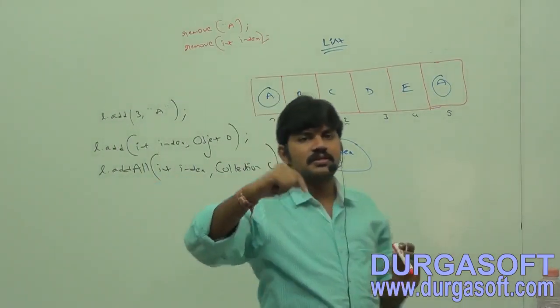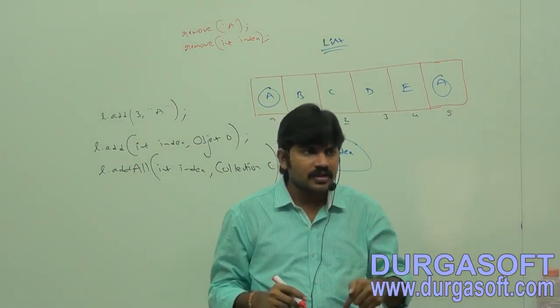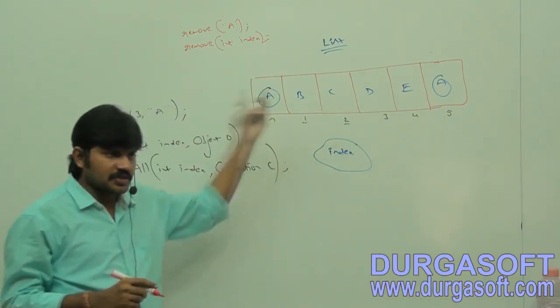Next, my target: which object is there at the fourth index? Can you please give that object?